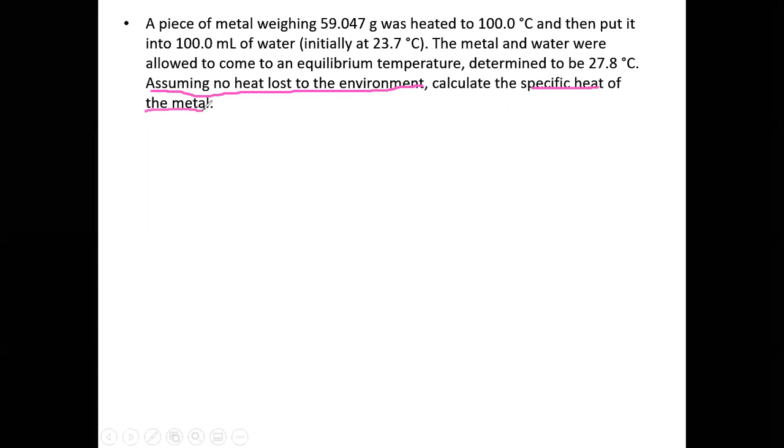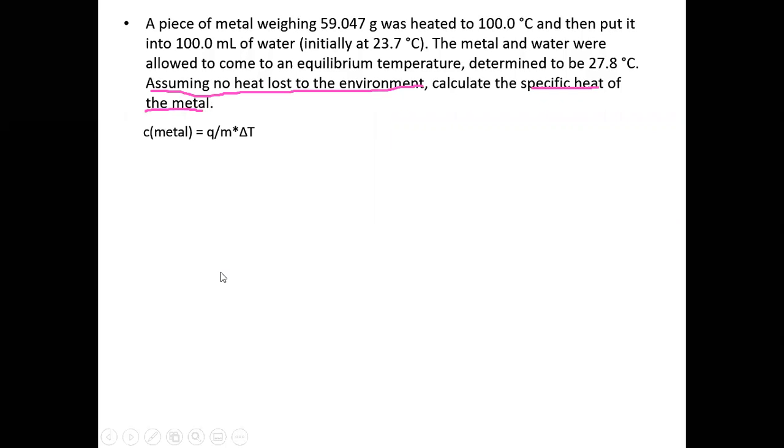That assuming no heat is lost to the environment is very important, because that assumes that no heat is lost or absorbed by the calorimeter. If heat is absorbed by the calorimeter, it's going to complicate the calculation. So here all the heat released by the metal is absorbed by the water.